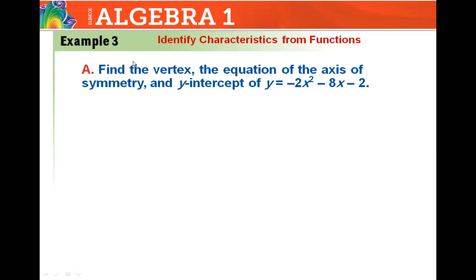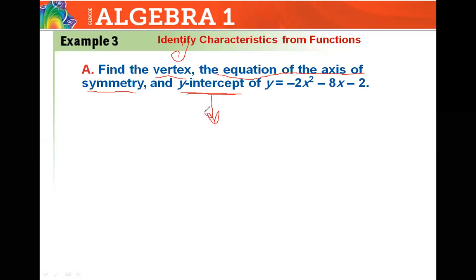Find the vertex, the equation of the axis of symmetry, and the y-intercept of y equals negative 2x squared minus 8x minus 2. So we need to find, number one, the vertex. This is the first requirement. Number two, the equation of the axis of symmetry. And number three, the y-intercept. I'll start with the y-intercept. It's very easy.